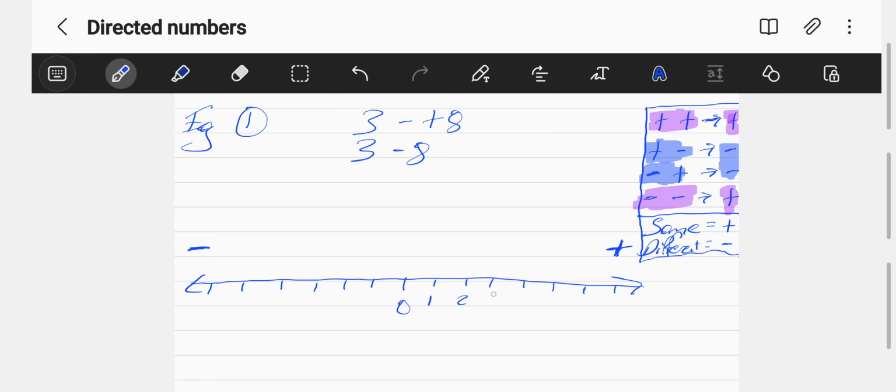So positive numbers, these are positive integers. 5, 6, 7. We stop here. And on this side, we have our negative integers. And we start from -1, -2, going down. Right? Now, we're going to apply this that we have here. We're going to use a number line to answer this question.